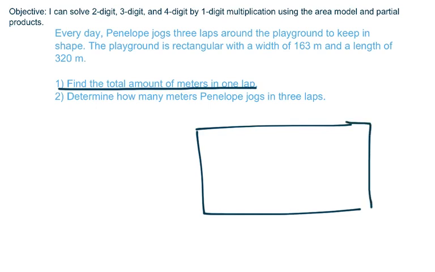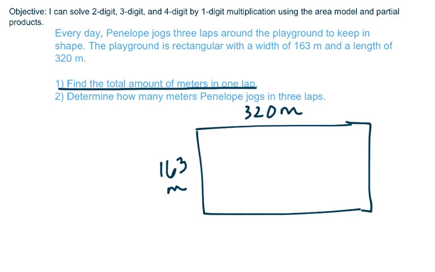Hopefully with a little bit straighter sides. There we go. Okay, so we know that she jogs around the rectangular playground. It has a width of 163 meters and has a length of 320 meters. Now, what side you put those numbers on doesn't really matter, but because the 320 is bigger, it makes most sense for that to be on the top, on the longer side.